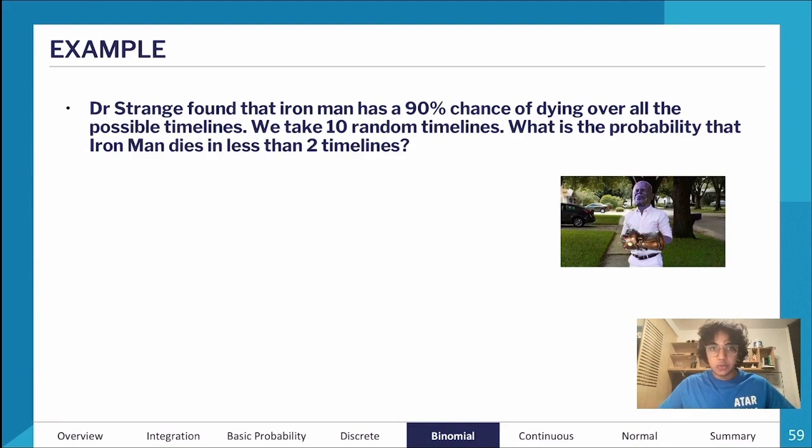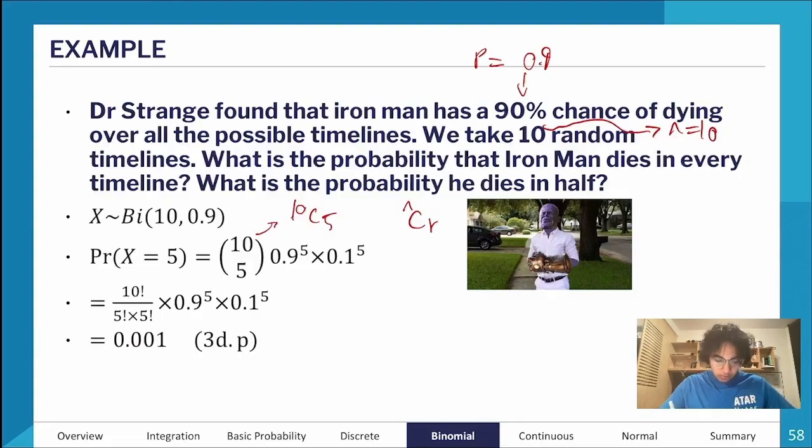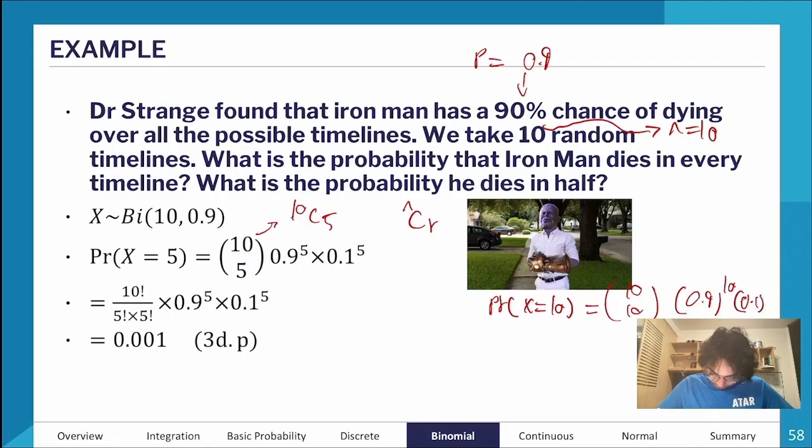Now let's go to a new question. We take 10 random timelines. What is the probability that Iron Man dies? Also, I forgot to talk about what is the probability that Iron Man dies in every timeline. In this case, you do the probability of X equal to 10, right? So 10 choose 10 times 0.9 to the power 10. And here it's 0.1 to the power 10 minus 10, which just cancels out, right?